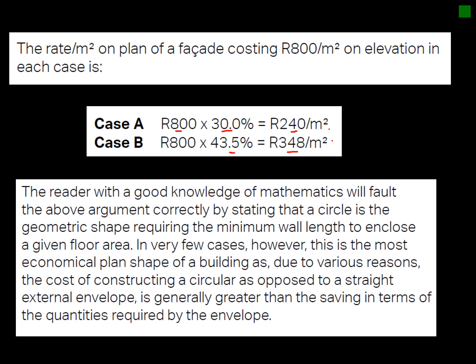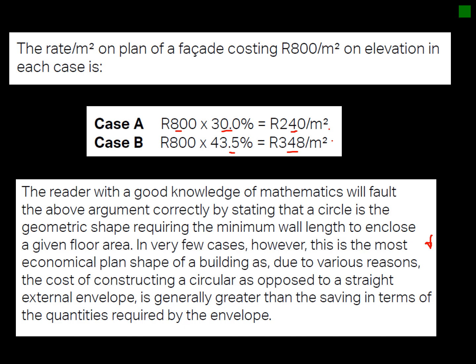There's some explanation in the AECOM book, if you go through it, why a round shape building will have a better cost ratio than a rectangular or a square building. But if you look at the technicality of it, to build a round wall has more technicality to it, which raises the cost again.